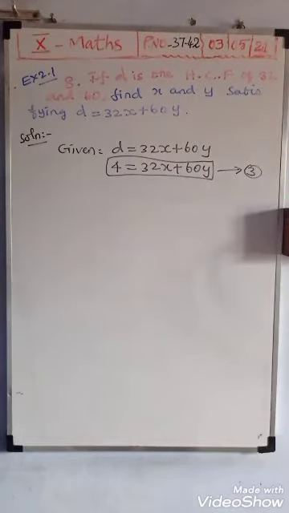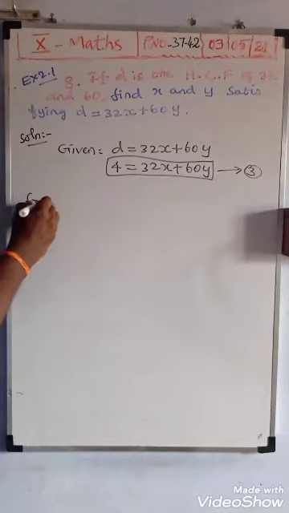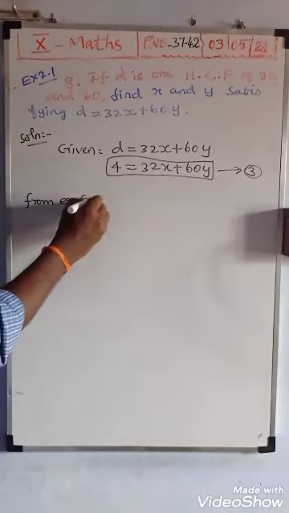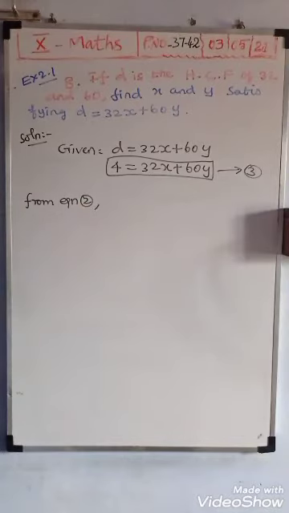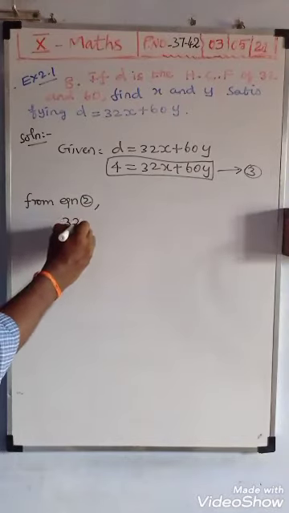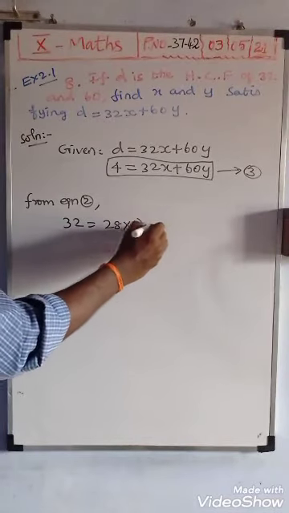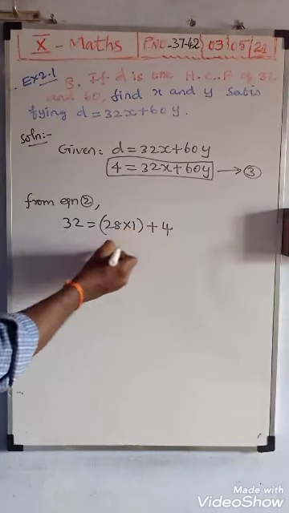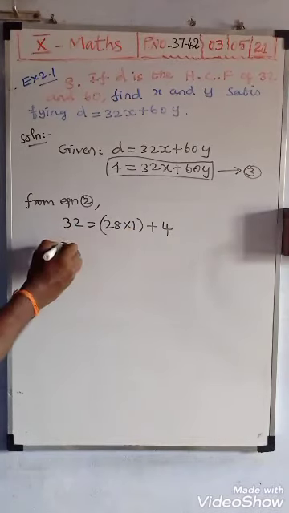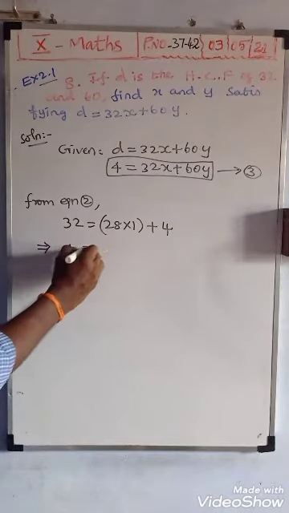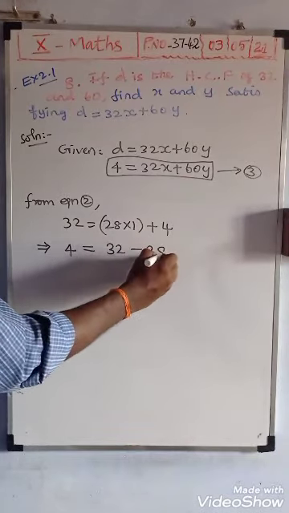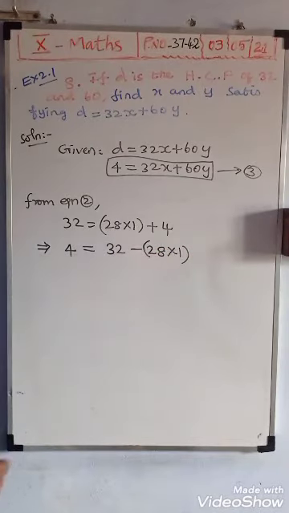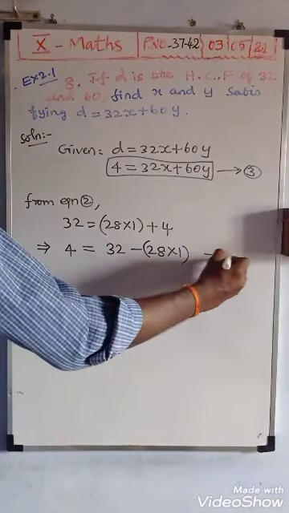Okay, now you take equation 2. Equation 2 is 32 is equal to 28 into 1 plus 4. In that we need the value of 4, so this will go to the other side with a minus. This implies 4 is equal to 32 minus 28 into 1. So equation 2 you should change and write like that. 4 is equal to 32 minus 28 into 1. This is considered as equation 4.